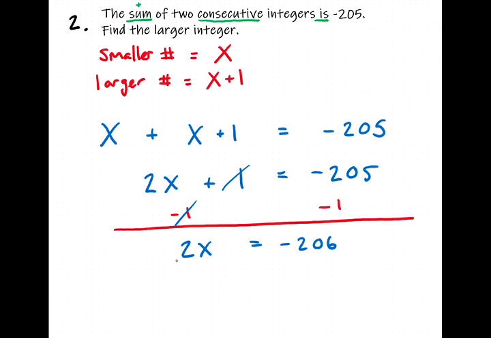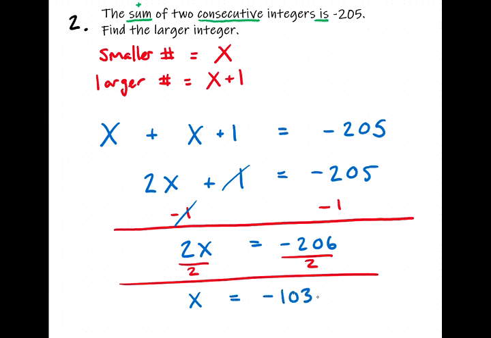And now we have 2x equals negative 206. This is multiplication. So to get rid of the times 2, we divide both sides by 2. And that will give us x on the left and negative 103 on the right. Just because, and this is important, just because we've solved for x doesn't mean we've answered the question fully.